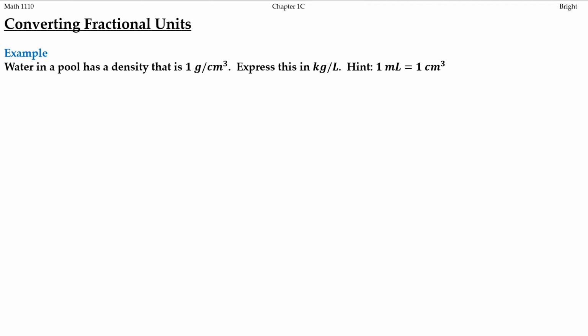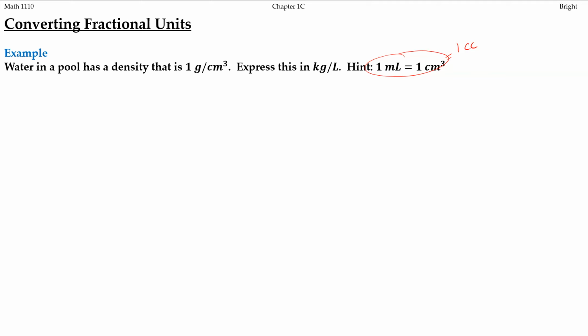All right, first example. We have a pool, and the water in the pool has a density that is 1 gram per centimeter cubed. We want to express that in kilograms per liter. Then just remember this hint, which I'm not always going to give you, so make sure to get that in your notes: 1 milliliter is the same as 1 cubic centimeter, which is 1 cc.